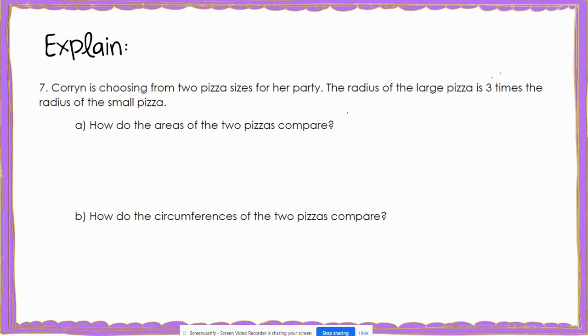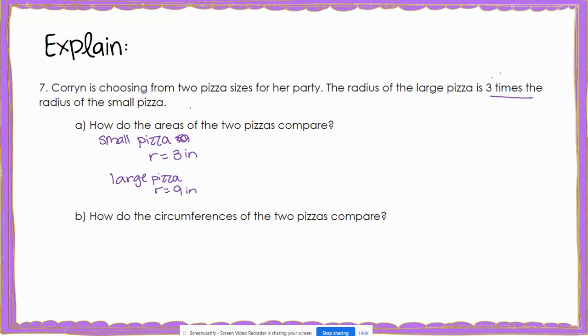Now, if that doesn't make sense, you can always just plug some numbers in. So let's say this. I'm going to give my small pizza a radius. So let's say that the small pizza has a radius of 3 inches. Well, that would mean that my large pizza, because the radius of the large pizza is 3 times greater, has a radius of 3 times 3, which is 9 inches.